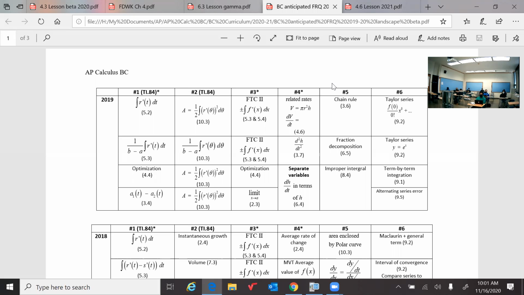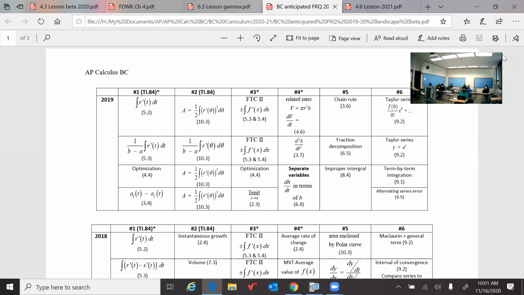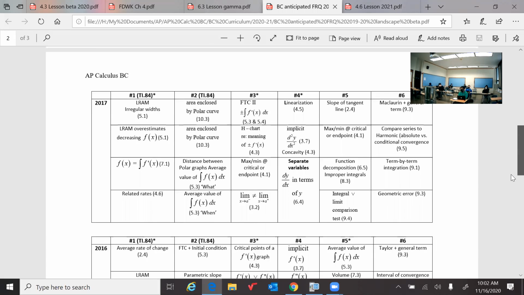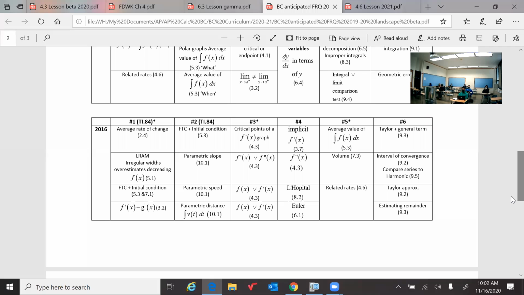I scrolled down to 2016, and I'm looking at problem number 5, which is common in the AB test. That's what the asterisk is. Only part C is common to AB. You need to get part A and part B, but part C is common, and that's what we're doing now. We're just going to go to that question. Does this make sense to people, what we're doing? So we go back here.